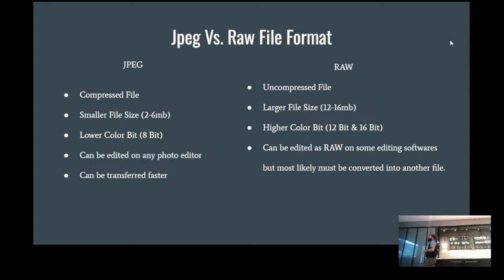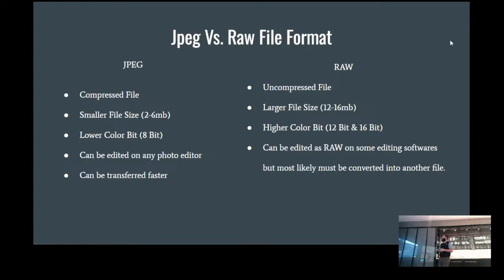Where the editing really comes into play is that with a JPEG, you only have 8-bit color, so it's not a lot that you can change or edit on the photo. But when we move over to a RAW, we have a higher color bit depth, and that's 12 to 16. So when you're playing with those dials and knobs and you're adjusting brightness, saturation, hue, you're going to have a much greater effect editing on a RAW photo than you will a JPEG photo.